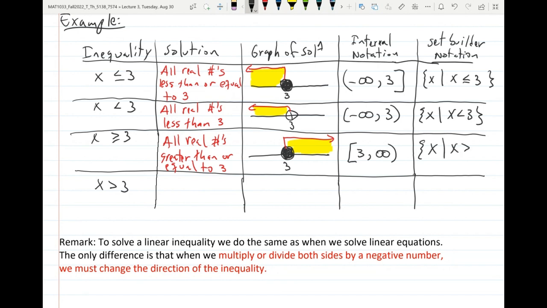And then the set builder notation is just this. Questions?